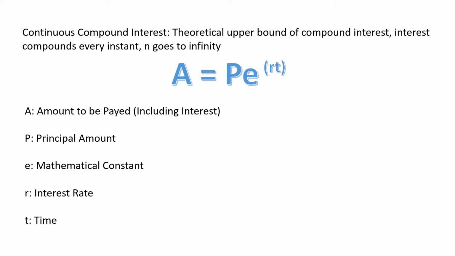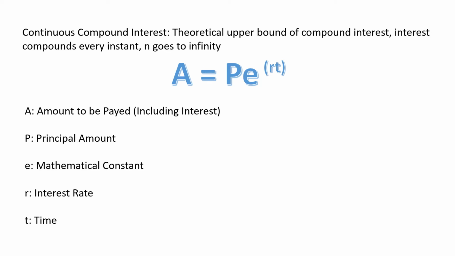So your time period is divided into an infinite number of intervals, and the interest is compounding an infinite number of times. So you can think about compound interest with the limit of n going to infinity. So the interest is constantly compounding continuously. That's why it's called continuous compound interest.